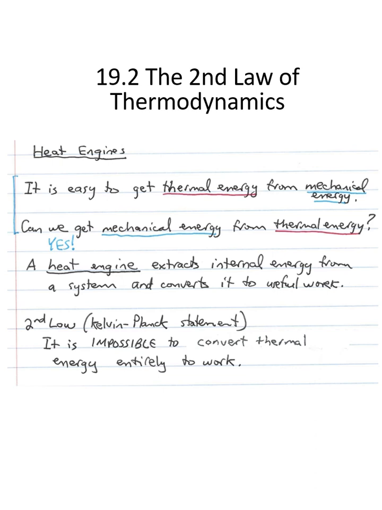It says, it is impossible to construct a heat engine operating in a cycle that extracts heat from a reservoir and delivers an equal amount of work. But my statement, as you see on the screen, is a bit more concise. It is impossible to convert thermal energy entirely to work.